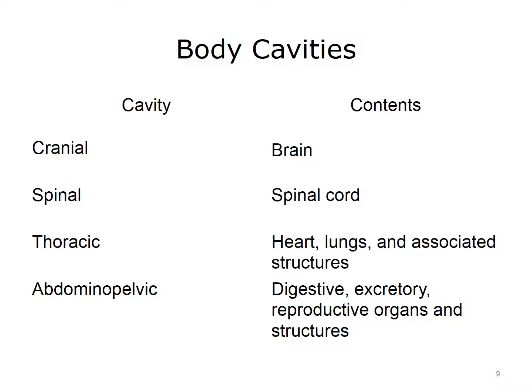There are four major body cavities. A cavity is a hollow space and is surrounded by bones or muscles that support and protect the organs and structures within the cavity. The four body cavities are the cranial cavity, which contains the brain, the spinal cavity, which contains spinal cord, the thoracic cavity, which contains the heart, lungs, and associated structures, the abdominopelvic cavity, which contains digestive, excretory, and reproductive organs and structures.